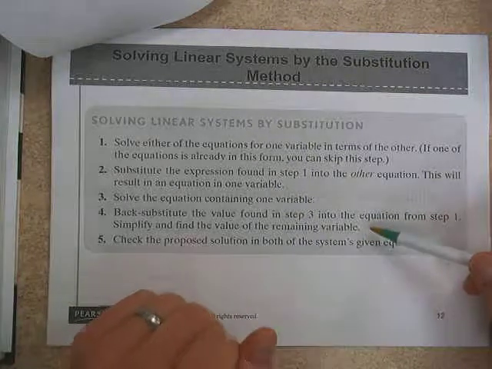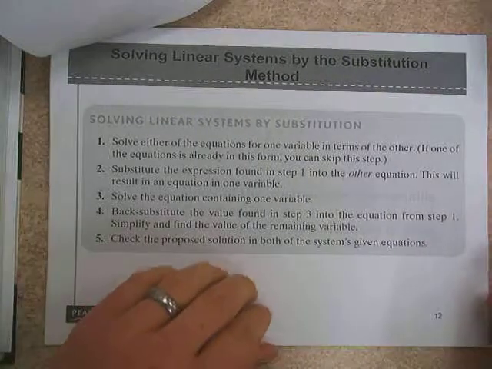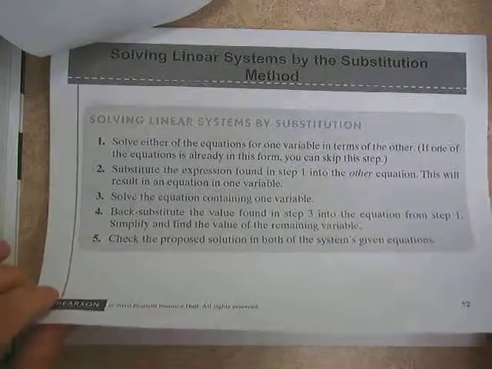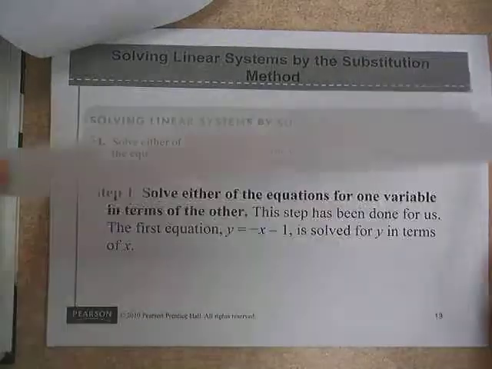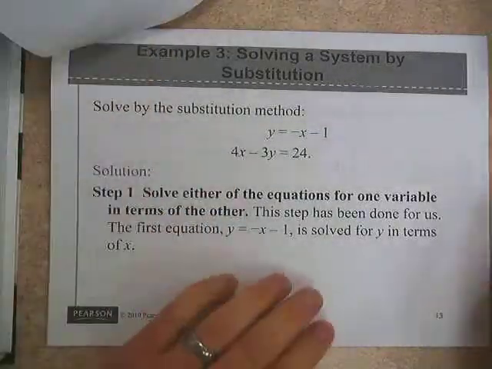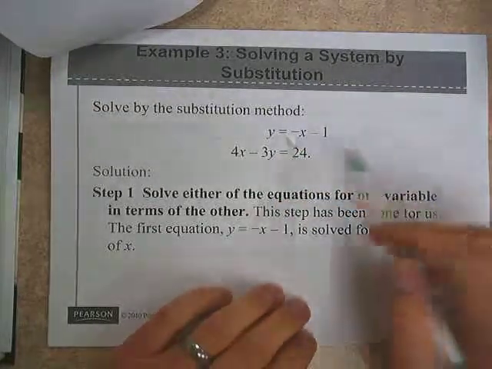Then we're going to solve that equation for the one variable, and then we're going to take that variable and substitute it back into one of the originals to find the other variable, and then we're going to check by taking x and y and plugging them into both and making sure they both work. So let's see that in action. This set of steps is in your book. You can follow very carefully as you work.